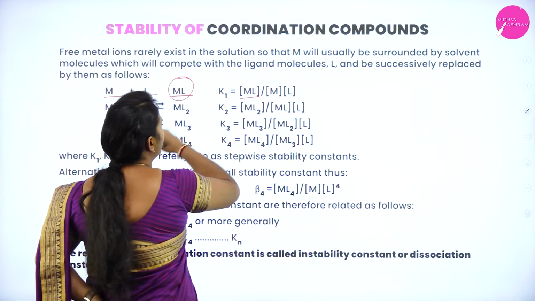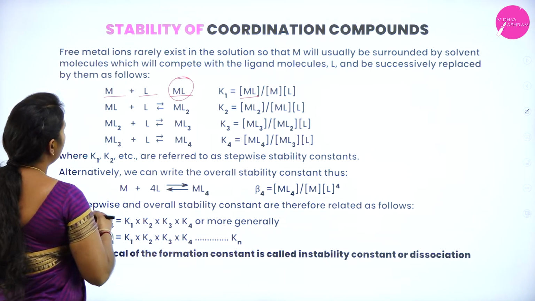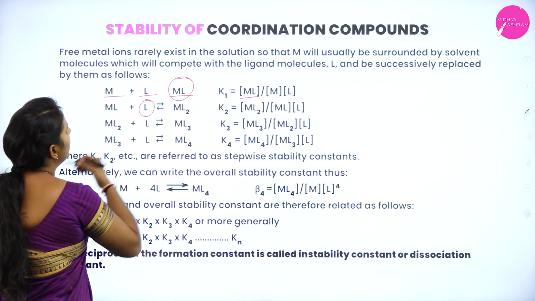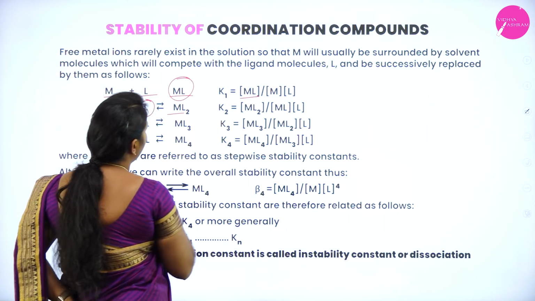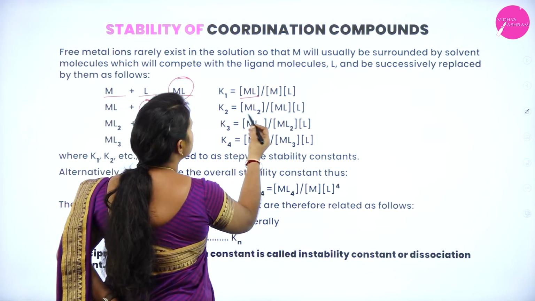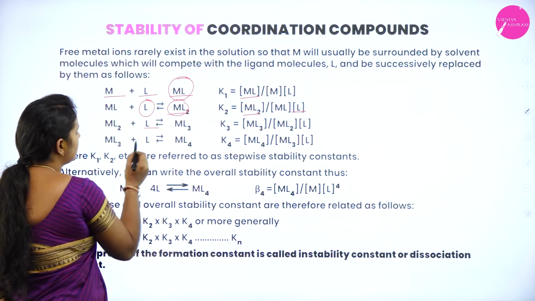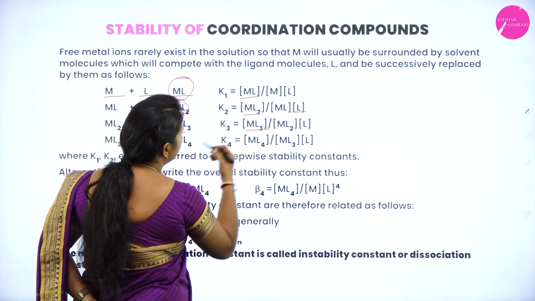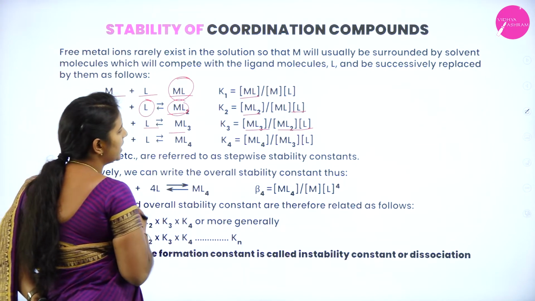ML stands for the product, and M into L are the reactants. Similarly, the ML complex, if it reacts with the ligand, forms an ML2 complex, and the rate equation will be written as ML2 divided by ML into L. Again, this is my product and these two are the reactants. Again, this complex, if it reacts with the ligand, forms ML3, and you can see that ML3 is a product divided by ML2 into L, which are the reactants.